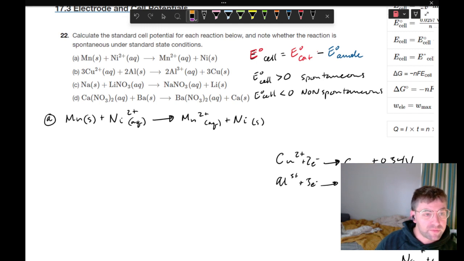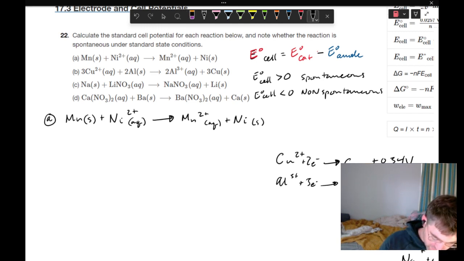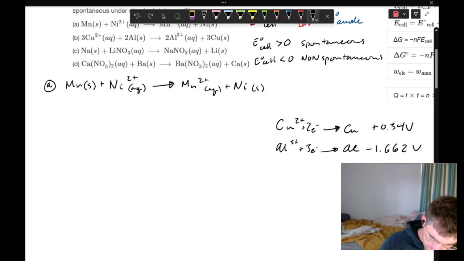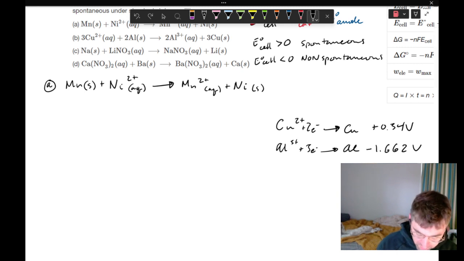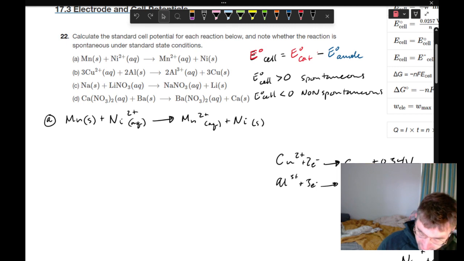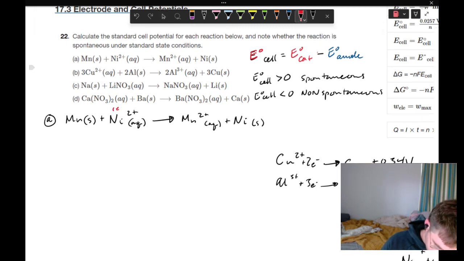So OIL RIG: oxidation is loss of electrons, reduction is gain of electrons. So which species is gaining electrons? Nickel goes from a positive 2 charge to a neutral solid. So that is our gain of electrons. Reduction is gain. That has to be our reduction. And RED CAT, so that is going to be reduced. That's going to be our cathode.